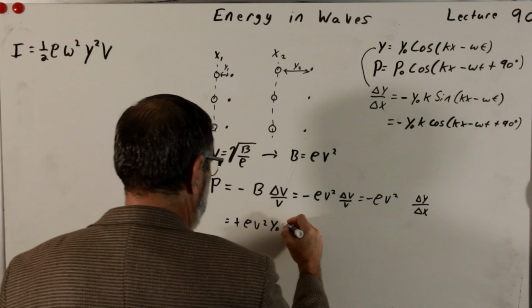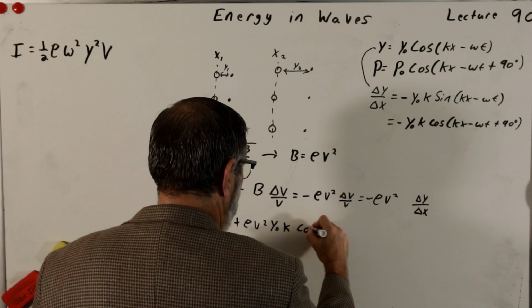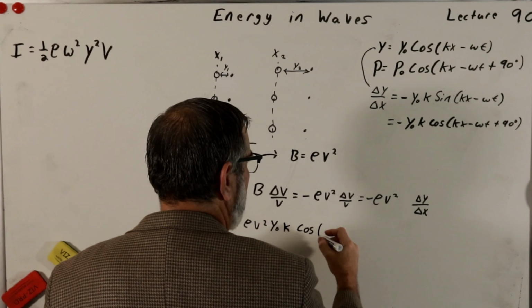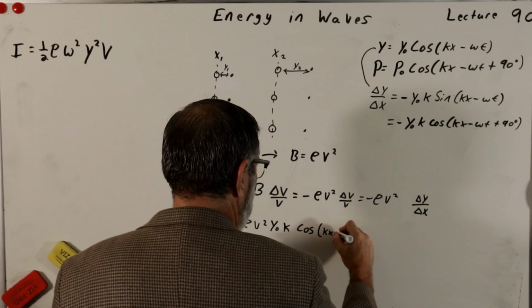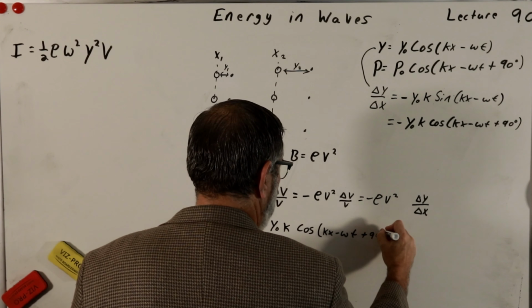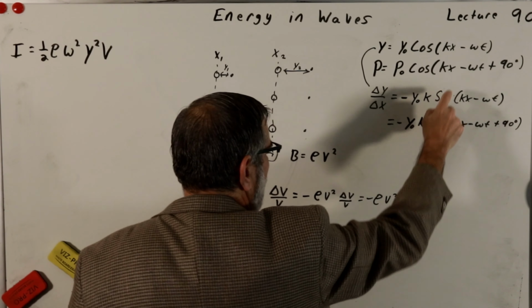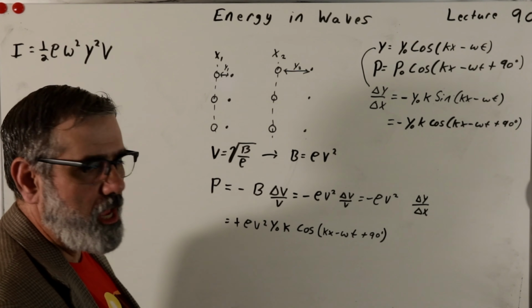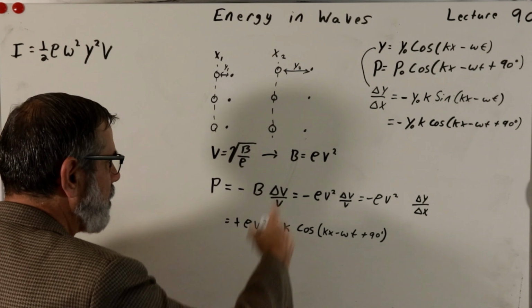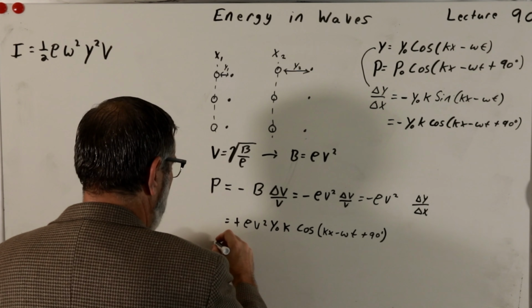Did I erase my k? I did. With a cosine, but plus 90 degrees, right? So kx minus omega t plus 90 degrees. Let's compare that with this equation that we wrote at the beginning. If we were to write out the pressure generally as a cosine with this 90-degree phase shift in it, what would we get?